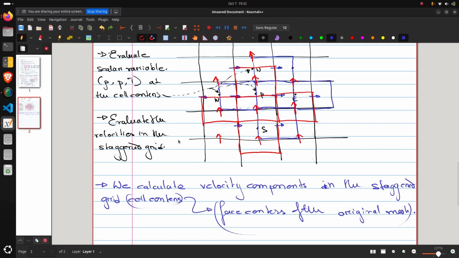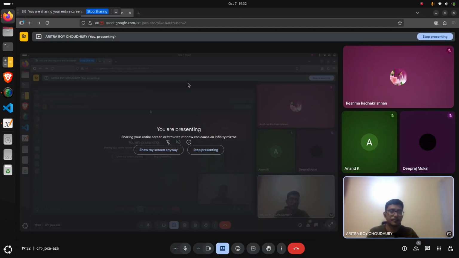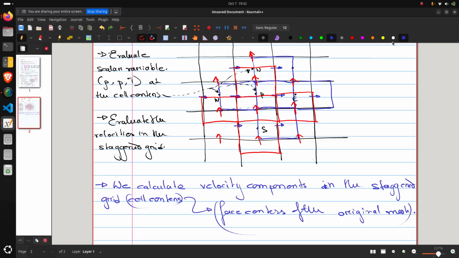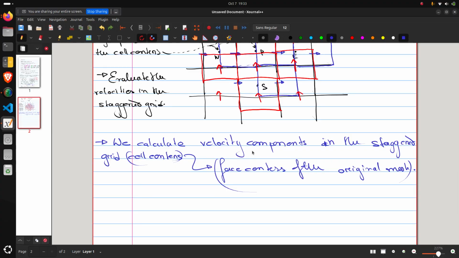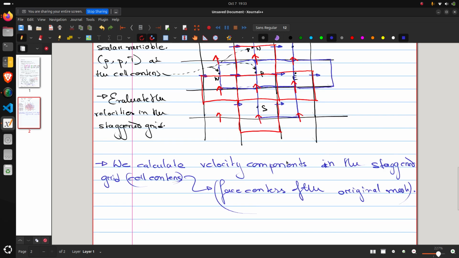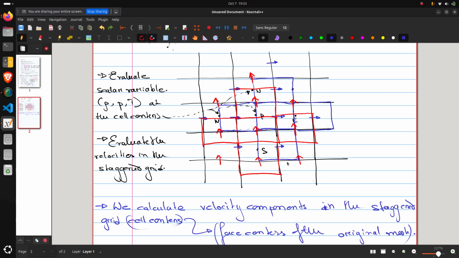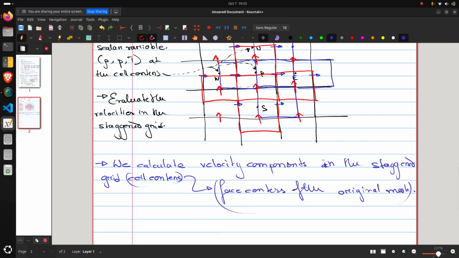Any issue understanding this? If so, please let me know, because it will be very important if you don't have clarity in this part. Okay, so what we have done is that, to avoid the checkerboarding pattern that we observed while obtaining the discretized momentum equation, we saw that a checkerboard pattern is happening, which is quite unphysical. It gives a zero gradient even with a non-uniform pressure field distribution. So to tackle that, we decided that all the pressure and scalar variables will be stored in the cell centers, while the velocity components will be computed and stored in the face centers, or in the cell centers of the staggered grid.